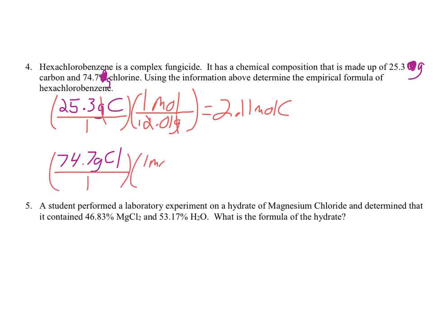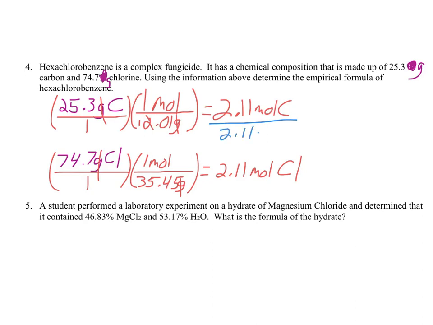1 mole of chlorine is equal to the atomic mass of chlorine. I gotta look up the atomic mass. It's 35.45 grams. The grams cancel. I take 74.7, I divide it by 35.45, and I get 2.11 moles of chlorine.